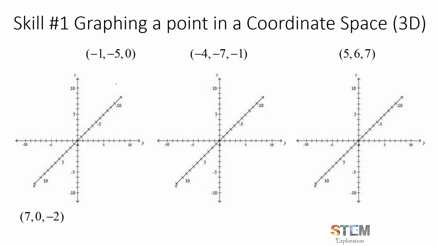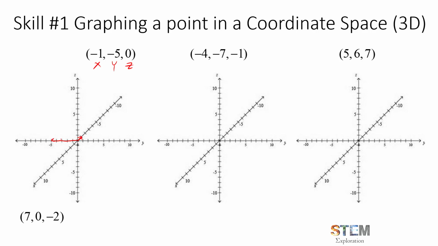So the first point I'm going to graph here is x at -1, y at -5, and z at 0. Since z is equal to 0, I can tell that my point is going to be on the xy plane, so it's going to be laying down like we typically would see it. Here I see x at -1 goes this way, so I'm going to draw that distance. I see that y is at -5, so I go -5 in this direction.